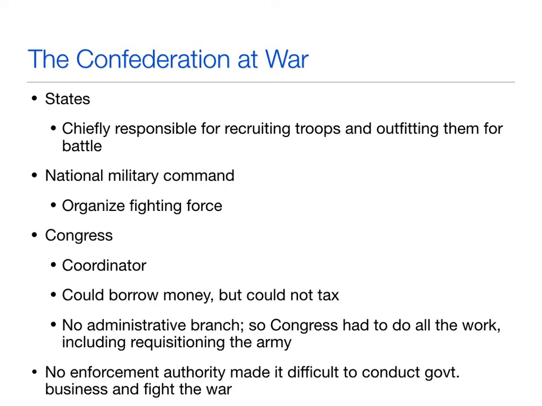So they could borrow money, but it could not tax. There was no administrative branch, so Congress had to do all the work and try to enforce its laws, full of people who had never been chief executives. So that's a problem. It really didn't know how to enforce its laws. Even if they could figure out how to enforce laws, given the limited authority it had under the Articles of Confederation, you had a series of people who were not used to doing this. So the no enforcement authority made it incredibly difficult to conduct business and fight the war.